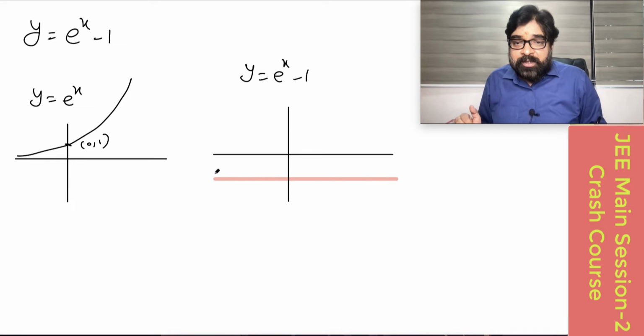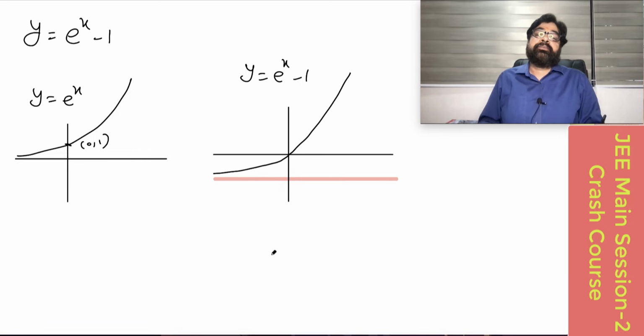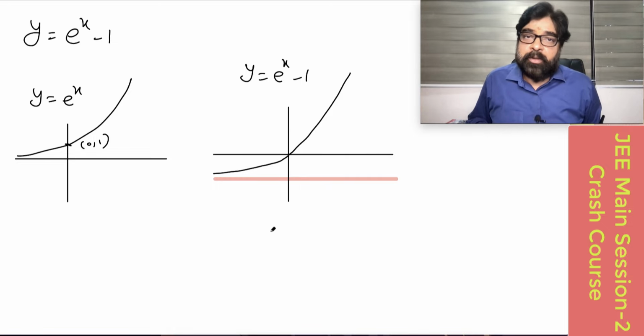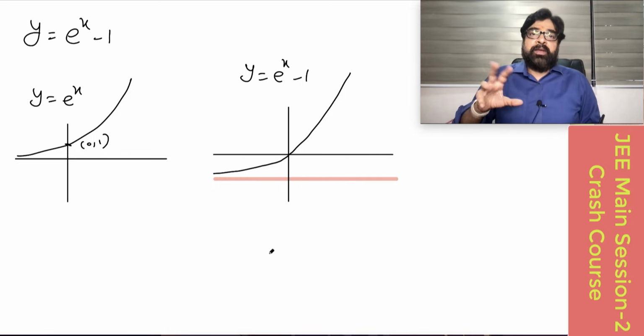The asymptote is there, so always try to draw it. Then 1 unit down, so now it passes through the origin. So the graph will be something like this. I'm sure it's clear to everybody. Is it clear? So this is the way we used to draw.